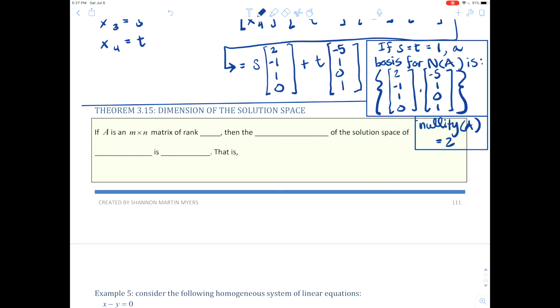All right. Theorem 3.15, dimension of the solution space. If A is an M by N matrix of rank R, then the dimension of the solution space of A times X equal to the 0 vector is N minus R. That is, N equals the rank of A plus the nullity of A. Cool, cool? All right, so example 5.